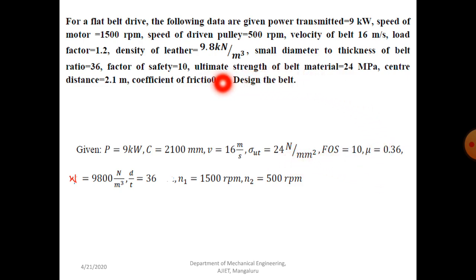Now, one more thing: the ultimate strength of the belt material is given. So if the ultimate strength and a factor of safety are given, you can easily calculate the working stress of the belt material, or we call it the design stress of the belt material. That is nothing but the maximum stress of the belt material. Usually that will be at the tight side of the belt, so we also call it the tight side stress. So that can be calculated. Working stress sigma allowable is equal to sigma ultimate, our ultimate stress, divided by the factor of safety. How to find out the sigma d value, we'll discuss later.